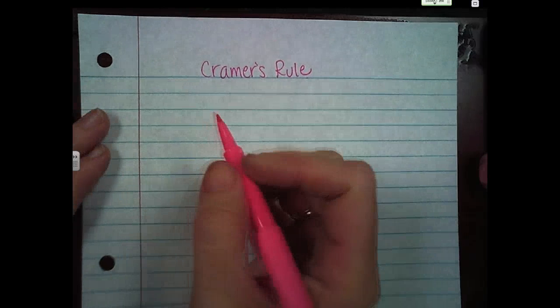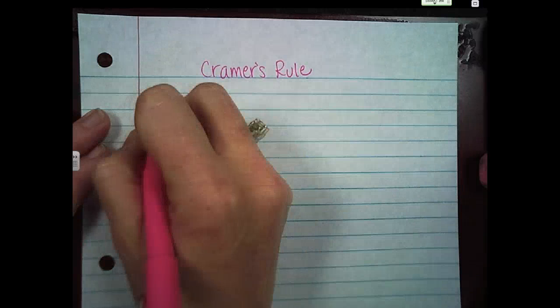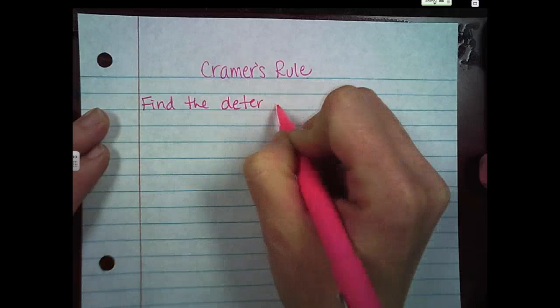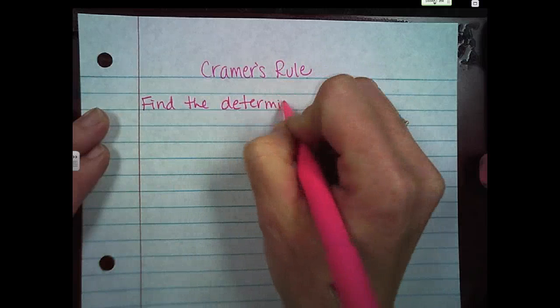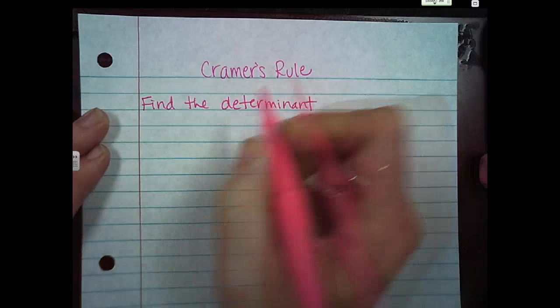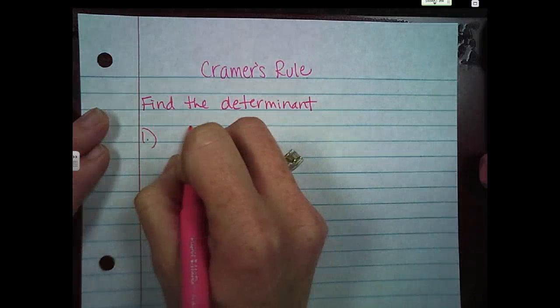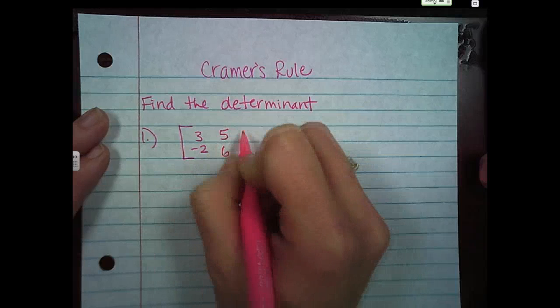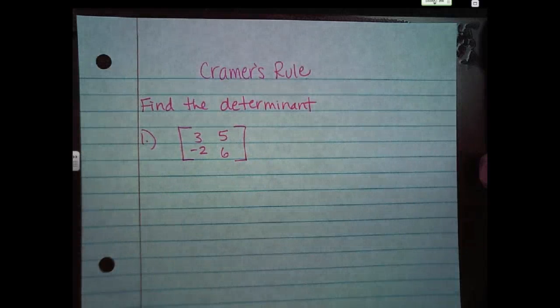The first thing I want you to do is to find the determinant. So for number one, if I give you a matrix, I don't know if you will remember or not how to find it, but there's your matrix, 3, -2, 5, 6. And the first thing, in order to solve Cramer's rule, you have to be able to find the determinant. So that's why we're studying determinants, okay?